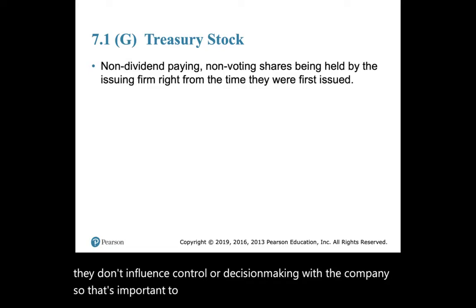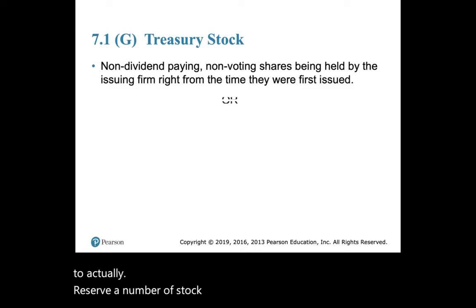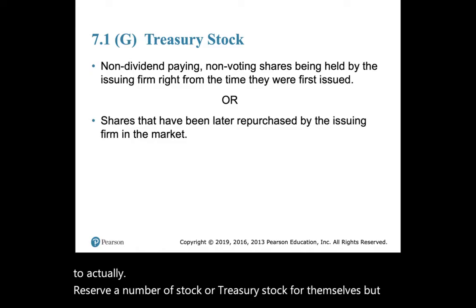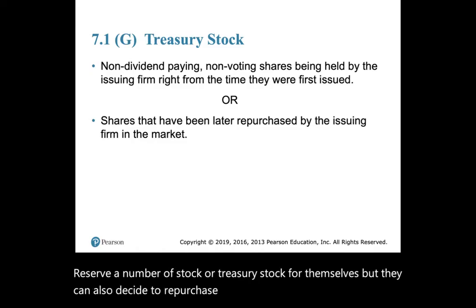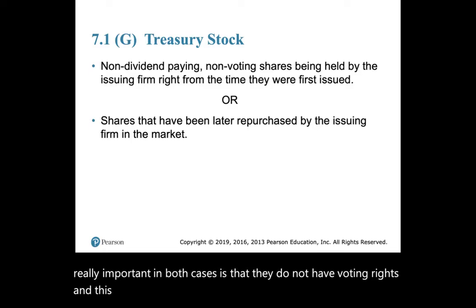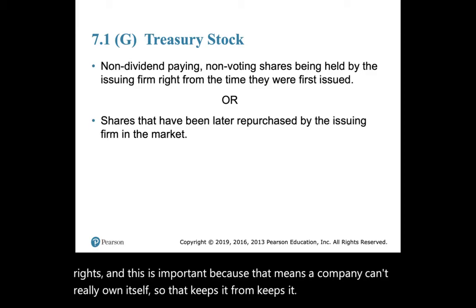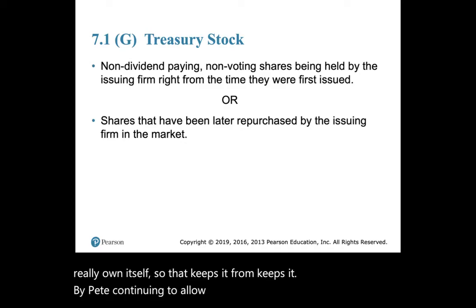So when we do give out treasury stock, the company can initially decide to reserve a number of shares as treasury stock for themselves, but they can also decide to repurchase some stock later on. But again, what's really important in both cases is that they do not have voting rights. And this is important because that means a company can't really own itself. That keeps it objective and allows it to continue to be public.